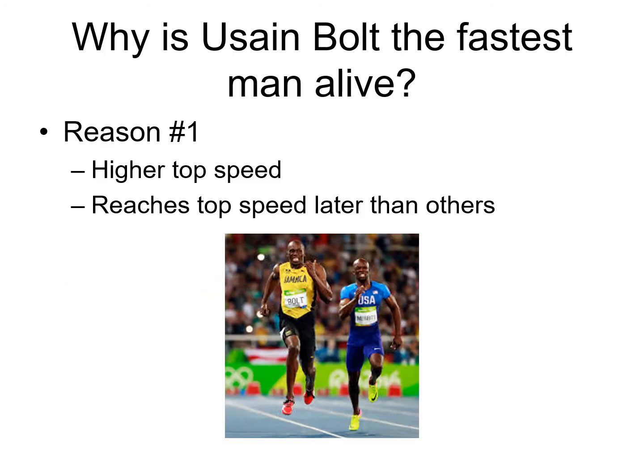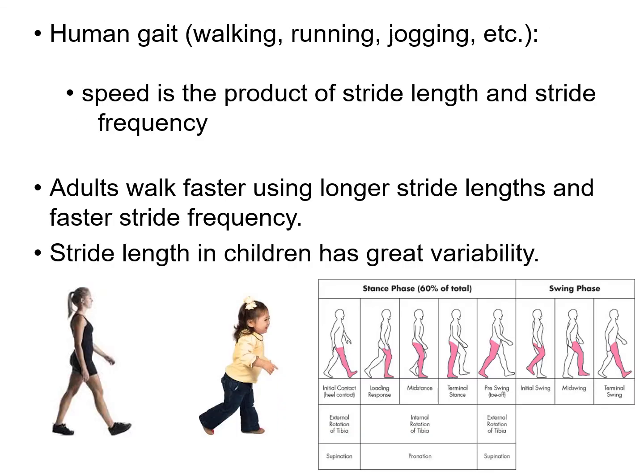So we can start applying some of these concepts to why Usain Bolt is allegedly the fastest man alive, if you watched the second video at the beginning. But one of the reasons is he has a higher top speed, and he reaches the top speed later than others. That's an important thing to look at: if he reaches the top speed later than other people, why does that make him faster than them? So we'll get into that. But the first reason makes a lot of sense. He has a higher top speed. Usually things that have a higher top speed get to places quicker.